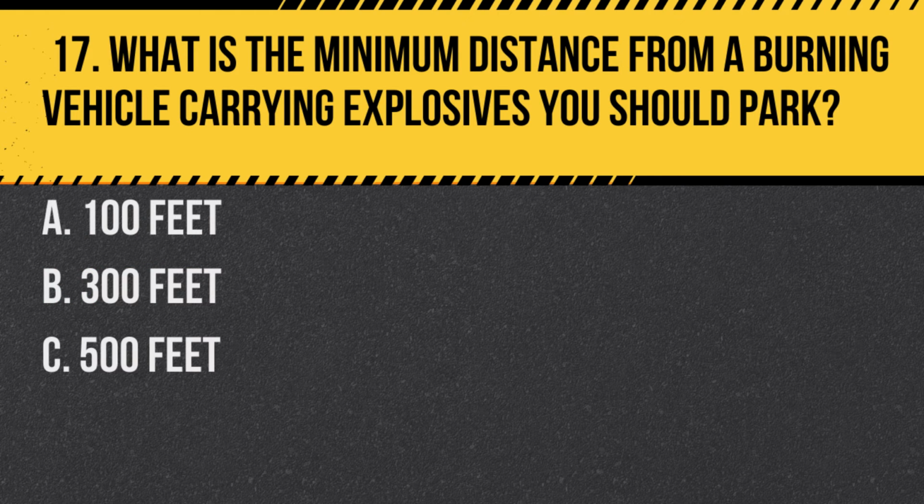Question 17. What is the minimum distance from a burning vehicle carrying explosives you should park? A. 100 feet. B. 300 feet. C. 500 feet. Answer: C. 500 feet. It's crucial to maintain a safe distance from potential explosions.